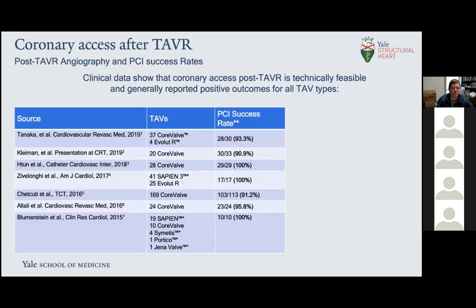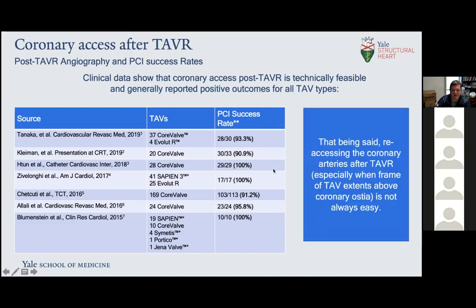So in the little bit of the remaining time, I want to talk about coronary access after transcatheter aortic valve replacement. Certainly, this is something that we're seeing more and more frequently. I think it's important to note that clinical data has shown that coronary access post-TAVR is technically feasible, and most have reported fairly positive outcomes, high rates of PCI success, somewhere in the 90% range. Some showing 100%, but again, these are relatively small studies. You get into the bigger studies, you tend to be more in the 90% range.